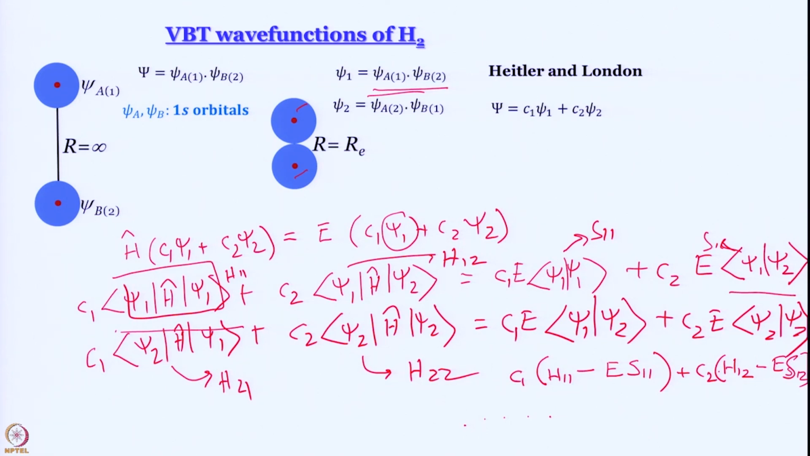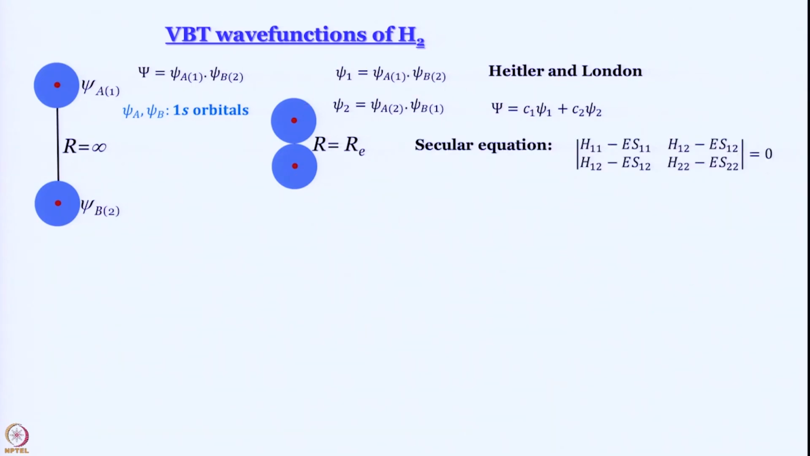So, now let me show you that secular determinant. Here is the secular equation. You remember what we had written a little while ago. We got this H11 minus ES1 as a coefficient of C1, H12 minus ES2 as coefficient of C2 in the first equation. In the second one, this was the coefficient of C1, this was the coefficient of C2. So, of course, this is your secular equation. Now we have to evaluate these integrals one by one.